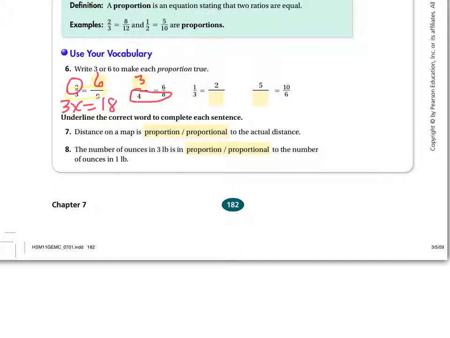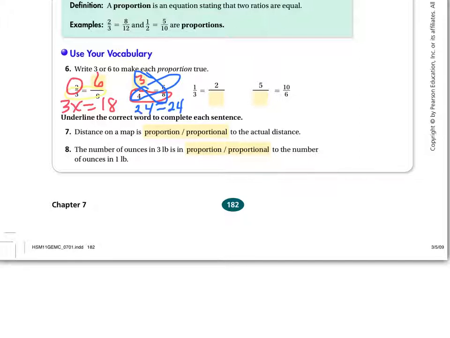Let's look at the cross products and see if they're equal. What's 3 times 8? 24. And what's 4 times 6? 24. Don't my cross products equal? So that means that 3 must be the correct number. So it doesn't matter how you do those.